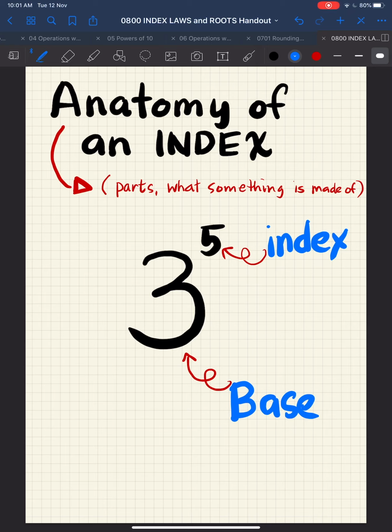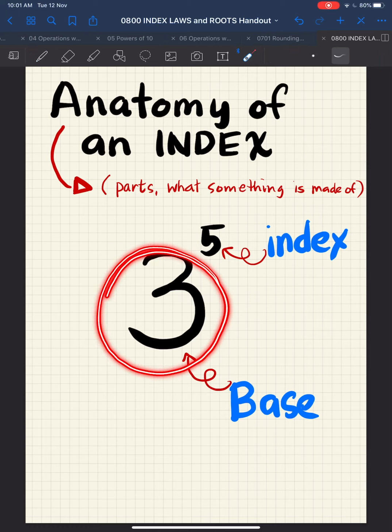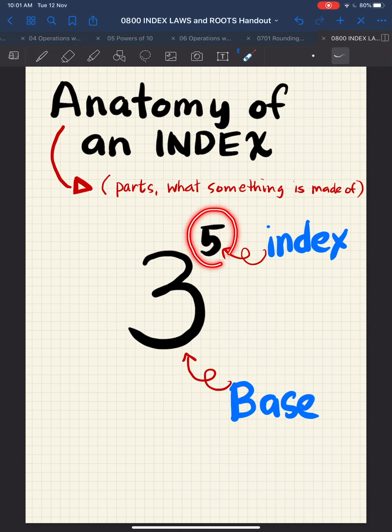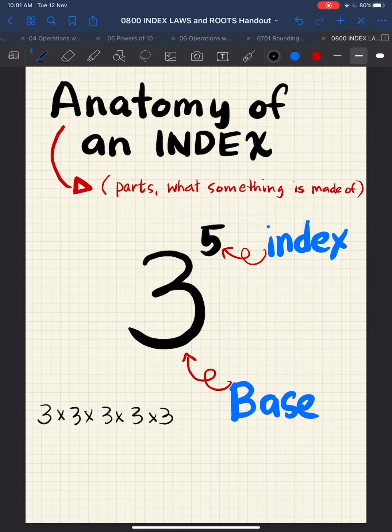Now what this basically means is that we multiply the base by itself the number of times the index tells us to. So in this example, we multiply the base by itself how many times? 5 times, because the index is 5. So this really looks like 3 times 3 times 3 times 3 times 3.